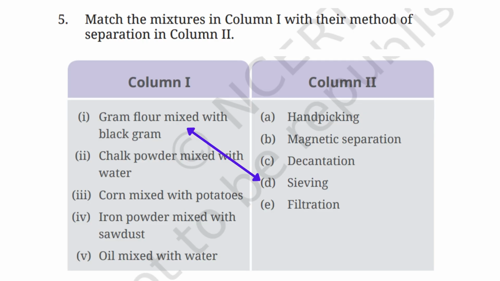Second is chalk powder mixed with water. So we know chalk powder is insoluble and can be separated from water using filter paper. So the method of separation would be filtration.